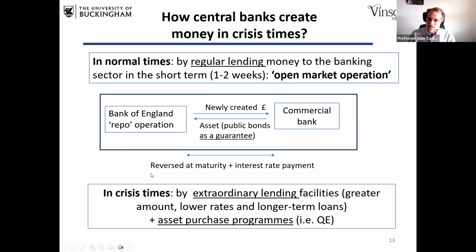In crisis times, what they do is to provide extraordinary lending facilities to banks. So open market operations to the power of 10, if you like, or 100. More money lent at much lower rates and much longer-term loans. So basically, it's just the expansion of loans and, on top of that, asset purchase programs, what we have been calling quantitative easing. This has been a novelty over the last 20 years, and it's worth discussing in more detail.